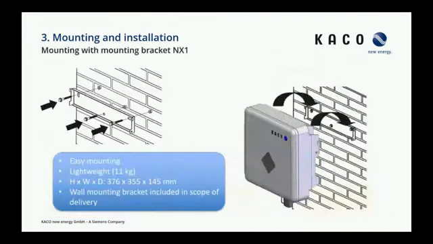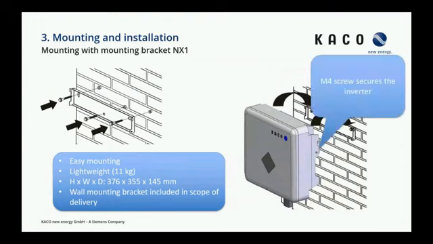Here we can see how to mount the NX1 inverter. This is generally really easy. You just have to mount the mounting plate on the wall, and after that we can just hang up the inverter. The NX1 inverter is really lightweight with just 11 kilograms, so it's no problem to install it with one person. What's also important to know, we have a screw on the side of the inverter on both sides. With that, we can make a really good connection to the wall, and the inverter is safe.